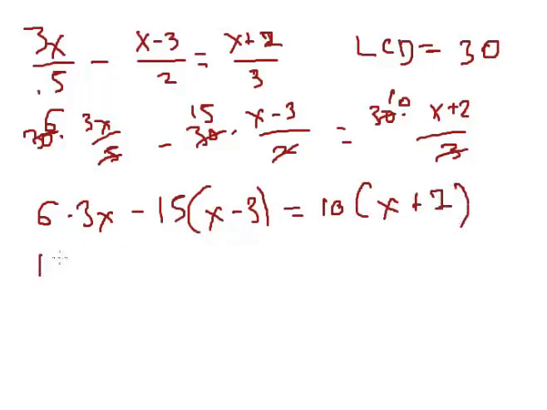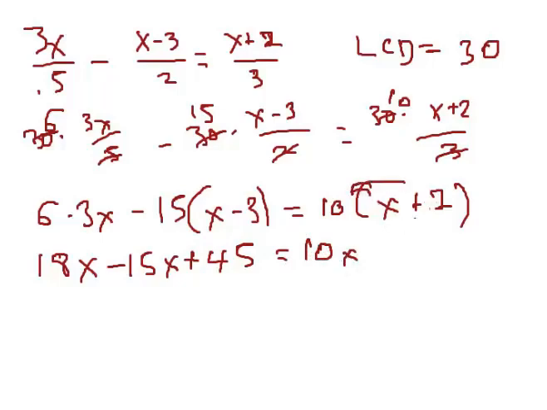Well, 6 times 3x is 18x. Then you have to distribute, so negative 15 times x is negative 15x. Then negative 15 times negative 3 is positive 45, equals 10x, again distributing, and then 10 times 2 is plus 20. No x term over here. All right, now we've got an equation at least. We don't have a denominator anymore. And from this point, it's really just like solving any old equation.